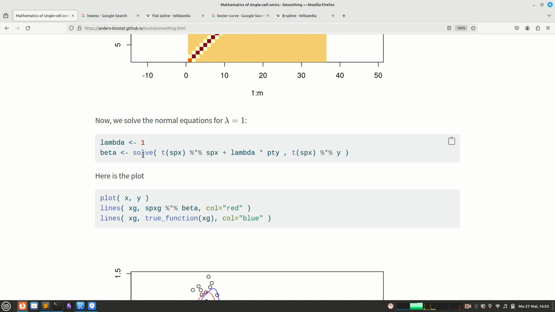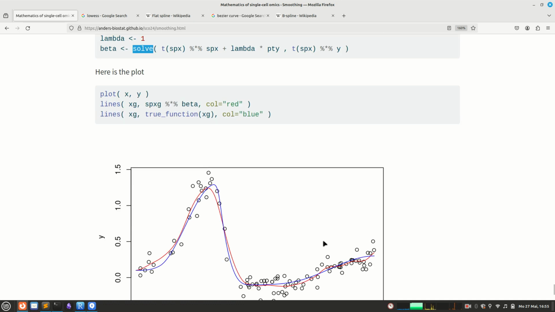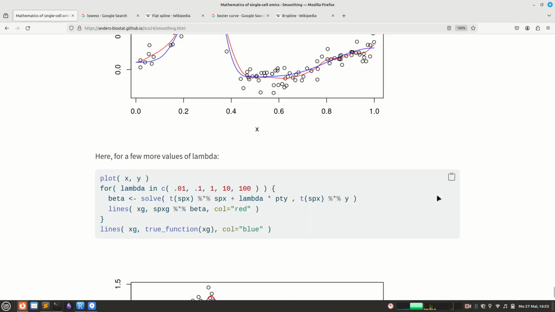What you in reality do is you solve this equation system. And the solve function just uses Gaussian elimination to solve this equation system. And if I do this, I get this plot, and as you can see, it also works reasonably nicely.